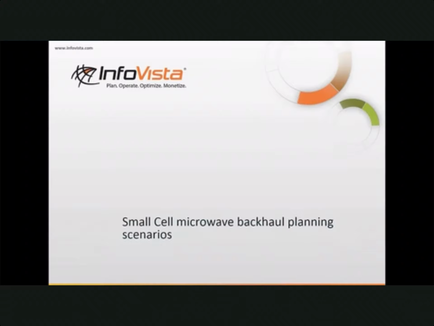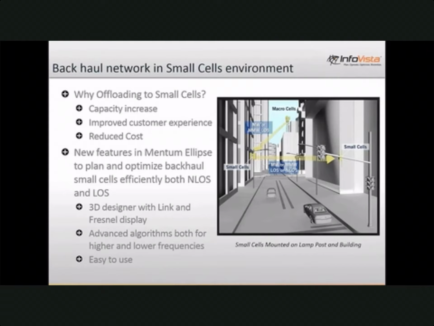So, small cell microwave backhaul planning scenarios. Here we are focusing on the microwave solutions when you don't have access to any fiber, which can be quite expensive or very hard to do quickly. I think around 50% of the connections are done by fiber today, and 50% has to be solved with some kind of wireless solution. So why are we offloading to small cells? It's because of the capacity increase. The macro cells are not enough, improved customer experience and reduced cost.